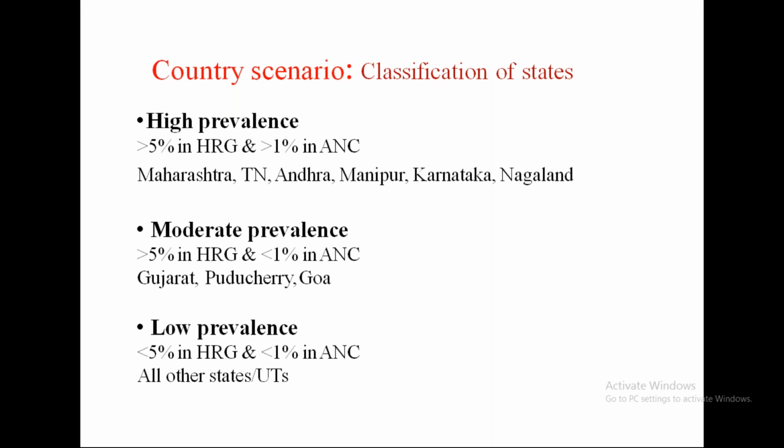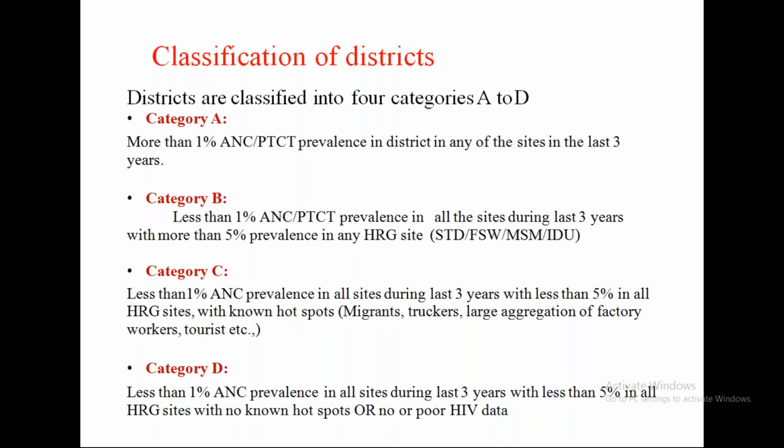And if you look at the low prevalence states, where the prevalence was less than 5% in high risk group and less than 1% in antenatal cases, so all other states and union territories, whatever states and union territories are remaining, will come under the low prevalence category. That means the prevalence of HIV is less than 5% in high risk groups and less than 1% in antenatal cases. So they will come under low prevalence category states or union territories.